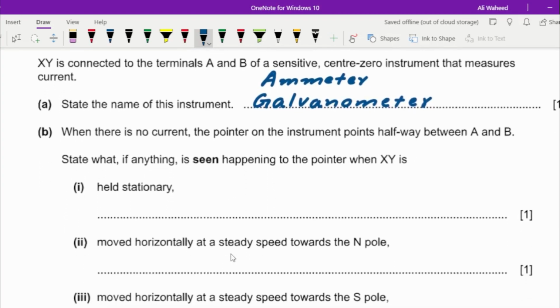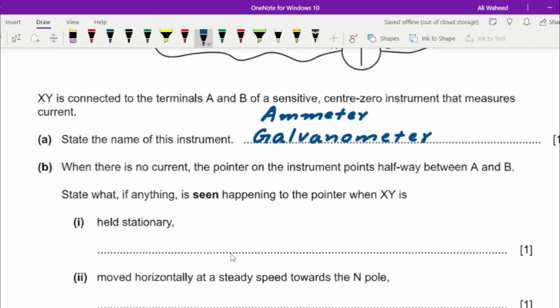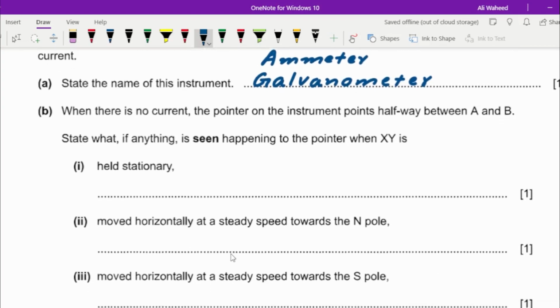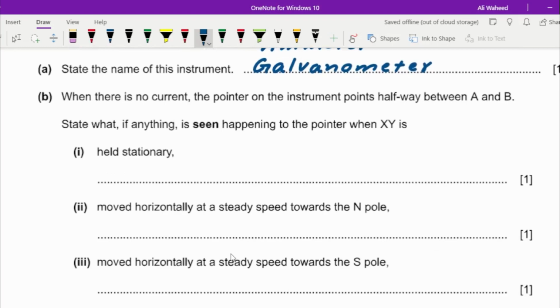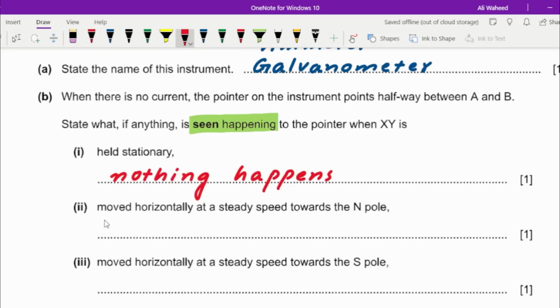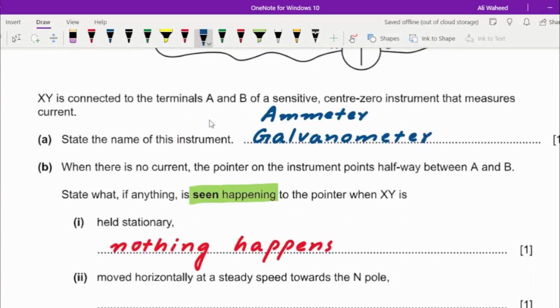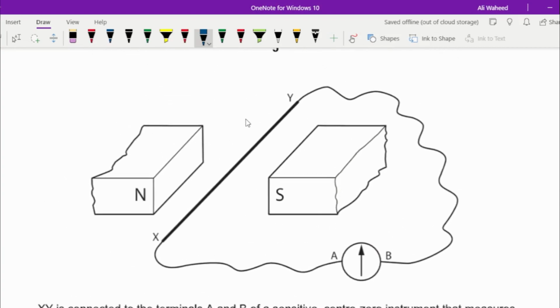When there is no current, the pointer on the instrument points halfway between A and B, which is the 0 mark. State what, if anything, is happening to the pointer when XY is held stationary. So in this case, nothing happens. To the next one: moved horizontally at a steady speed towards the North Pole. So you're moving the wire XY at a steady speed towards the North Pole.